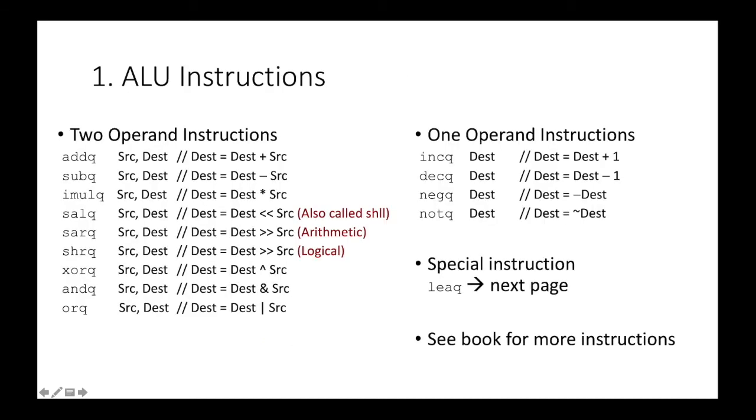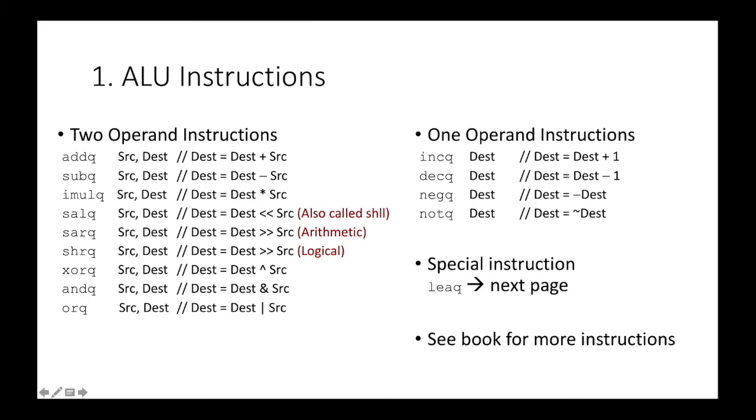Now let's talk about the first type of instructions out of the three types of instructions, which is ALU instructions. There are a variety of ALU instructions. Some take two operands and some others take only one operand. For example, the add instruction adds two values from source and destination operands and put the results back to the destination operand. As you noticed, the destination operand in this case serves as both source and destination operands.